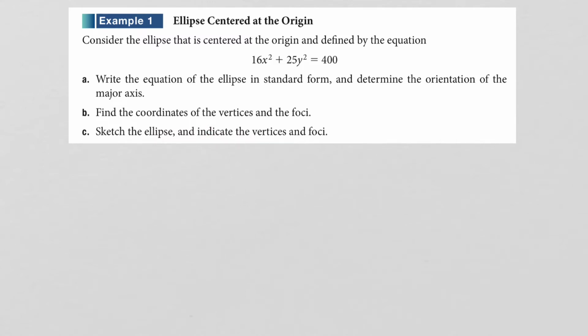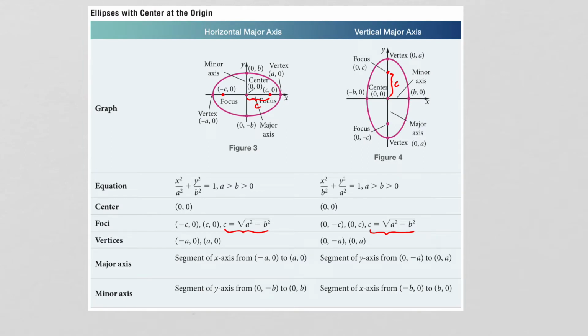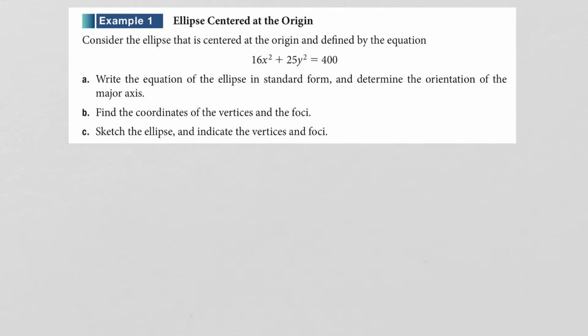So the first thing I want to point out, if we go back to the previous page, is that in either case, whether it's a horizontal ellipse or a vertical ellipse, notice that you want it to be equal to 1 on the other side. So the first thing I'm going to do in this particular equation, 16x squared plus 25y squared is equal to 400, is I'm going to get 1 here, and I do that by dividing both sides by 400. So that amounts to just dividing everything by 400.